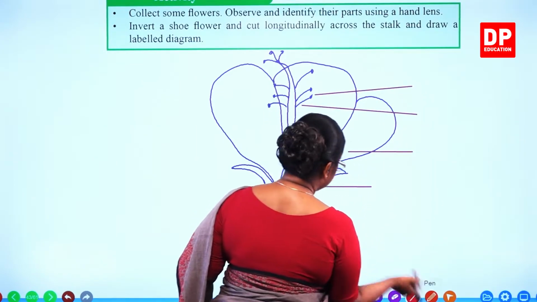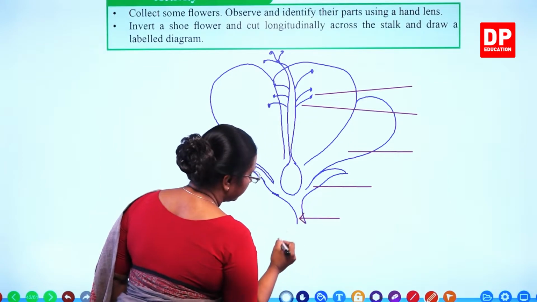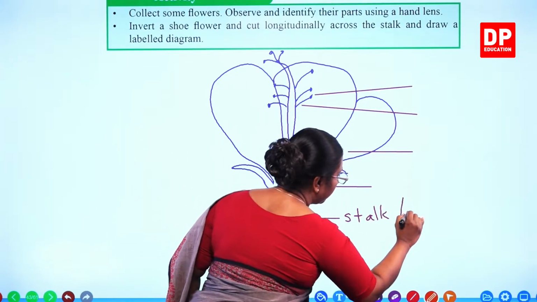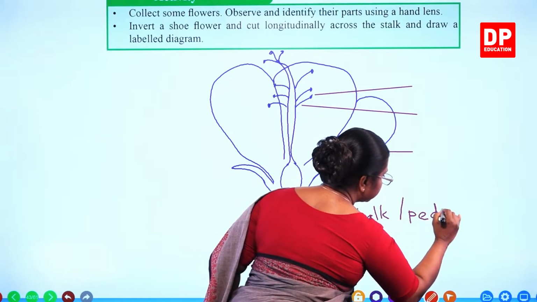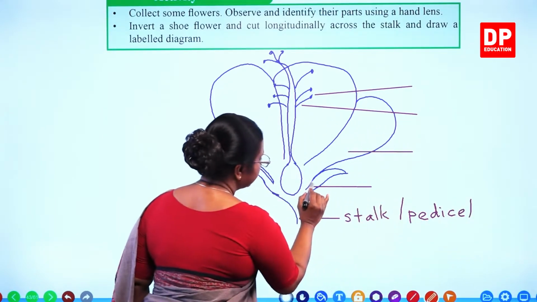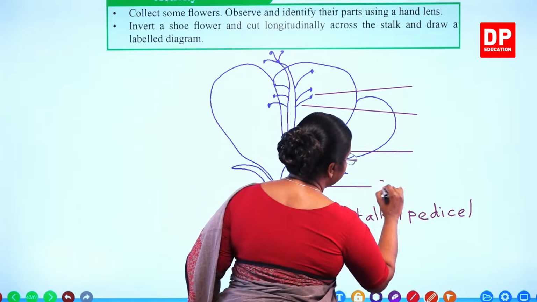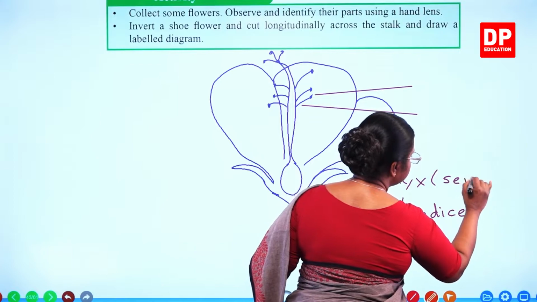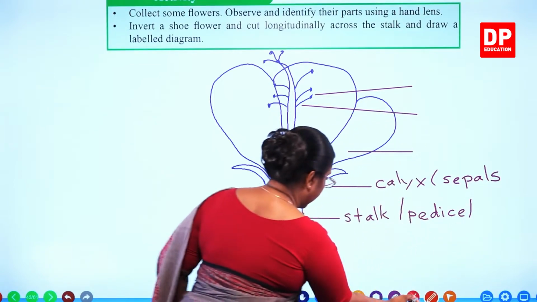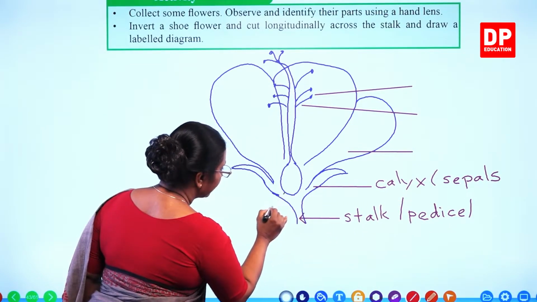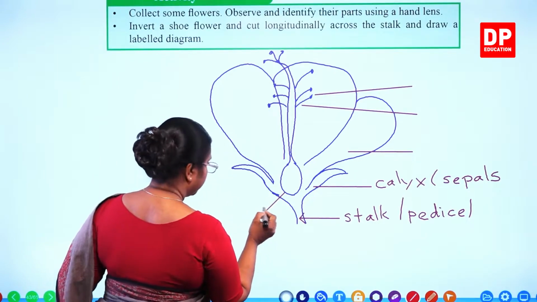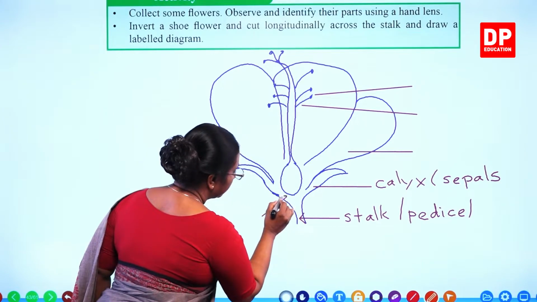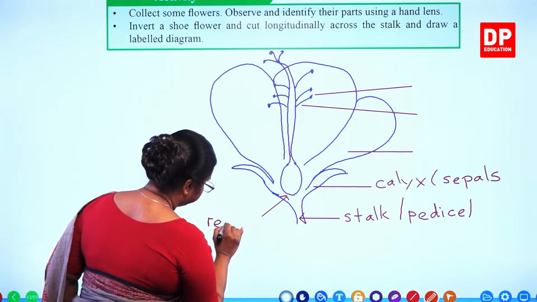Okay. First I will label these parts. So here you know this is the stalk or the pedicel. Then what is this? These are the calyx. Calyx, that is composed of the sepals. And also this point is what we call the receptacle.